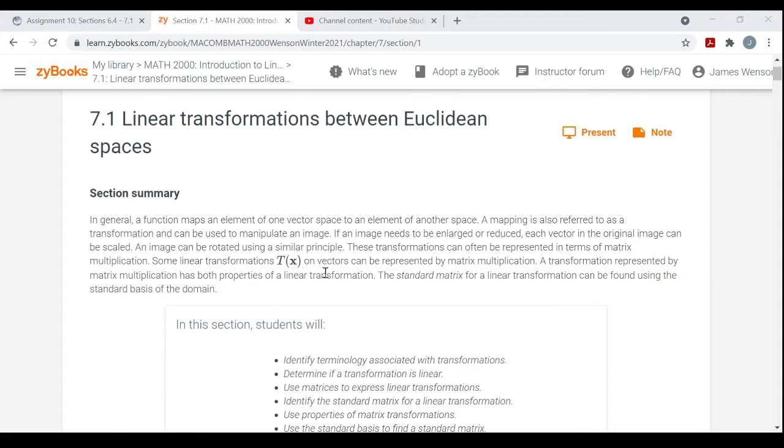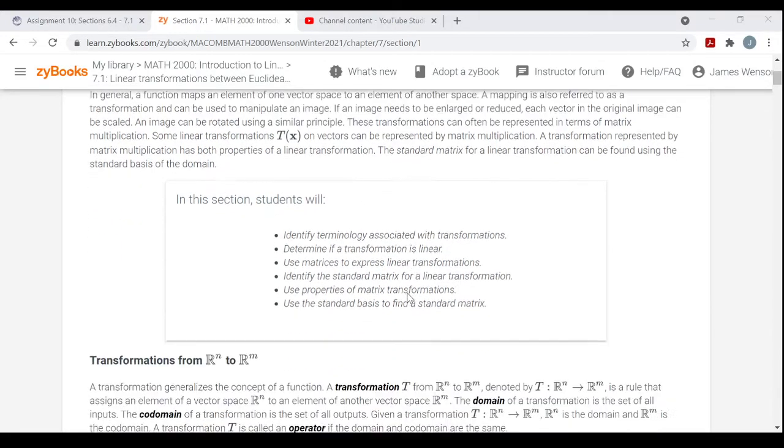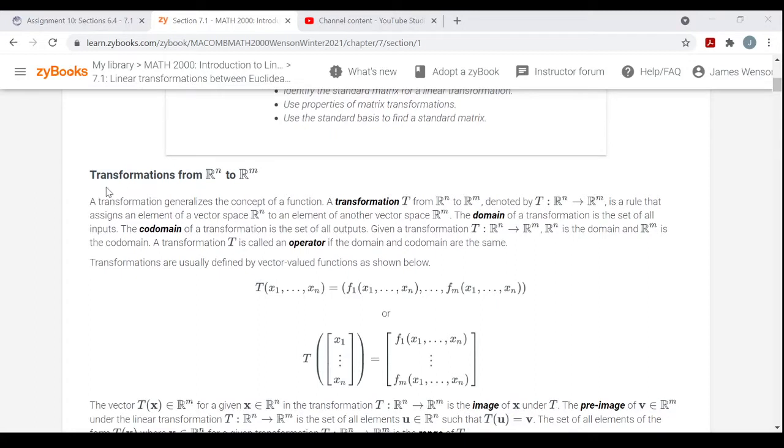Some linear transformations, T of x, on vectors can be represented by matrix multiplication. A transformation represented by matrix multiplication has both properties of a linear transformation, which we'll get into later. And the standard matrix for a linear transformation can be found using the standard basis of the domain, right? Lots of words coming up here that we'll get into in a minute, when we talk about identifying the terminology associated with transformations. So we're doing functions, transformations from, say, Rn to Rm. Okay, the other way around doesn't really matter. We're going from one Euclidean coordinate space, vector space, to another Euclidean vector space.